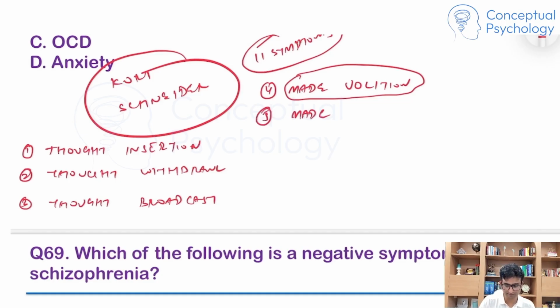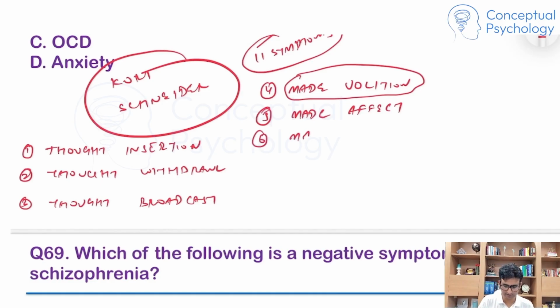Then there is made affect. The term affect is used for emotions. The patient says somebody is forcing emotion upon me. The patient suddenly starts laughing. You ask him, why are you happy? He will say, I'm not happy, somebody is using a remote control to change my emotions. This is made affect.